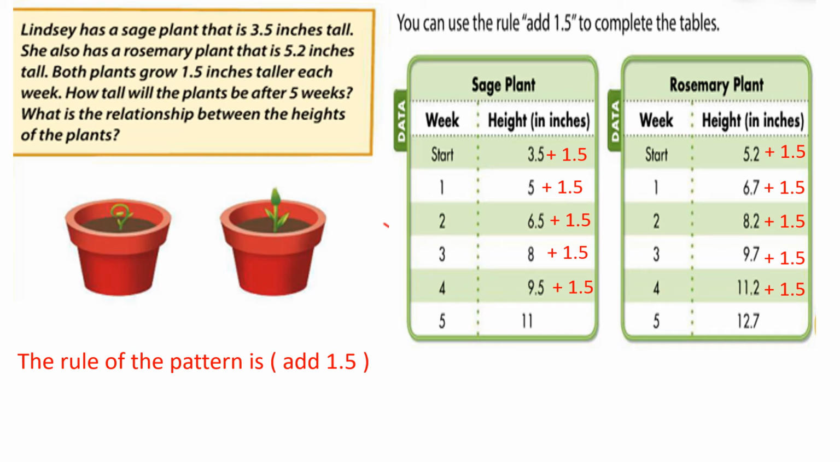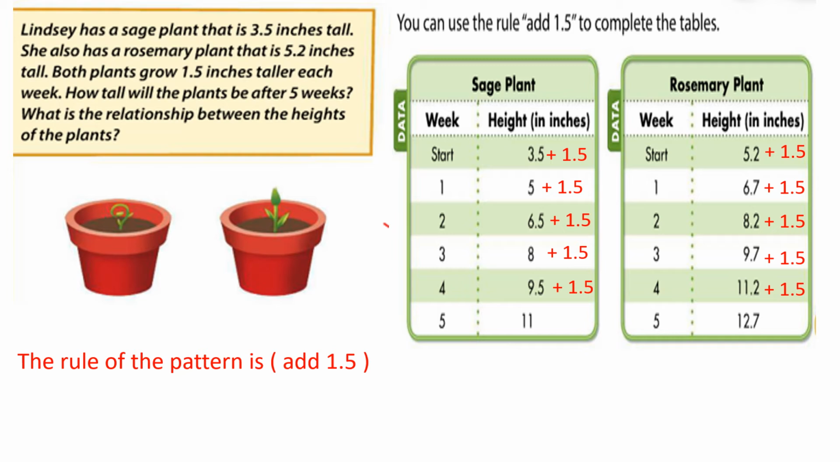So how tall will the plants be after 5 weeks? I know now that the sage plant will be 11 inches tall at the end of the fifth week, and the rosemary plant will be 12.7 inches after 5 weeks. Okay, here I answered the first part in the question, which is how tall will the plants be after 5 weeks. I got them now.